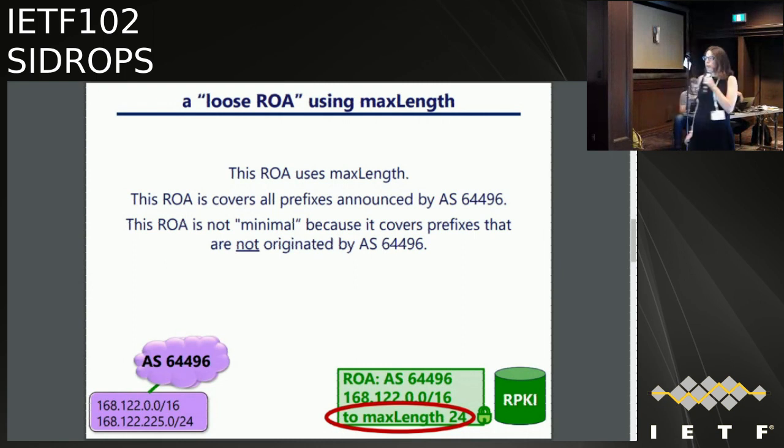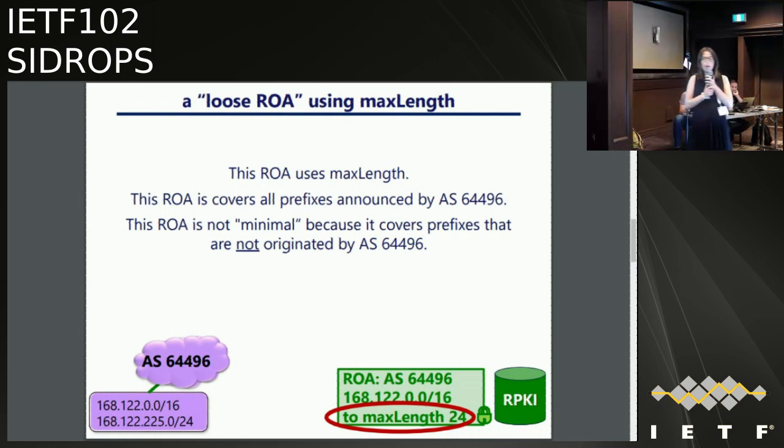So here's a loose ROA. This ROA is not minimal. Let's look at what's in this ROA. This ROA has a /16, and this is up to max length 24. So sometimes you'll see this as the prefix /16-24. If you've seen that before, that's the max length attribute. What that means is that you can announce any subprefix of the /16 up to the /24.